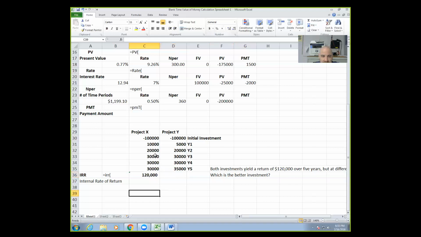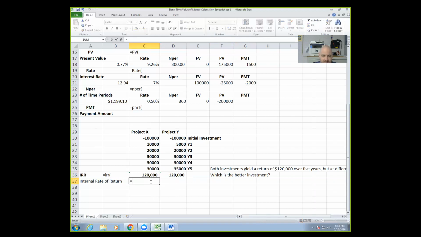Over the 5 years, Project X will return $120,000 to the owner of this project from the initial $100,000 investment. Project Y will also return $120,000. So over that course of time, they're returning the exact same amount of money, but they're doing it at different rates, which means that the average interest rates are going to be different. So that's what we figure out here.